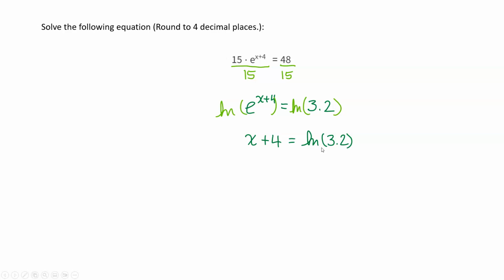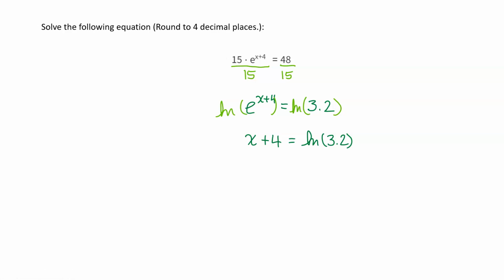Again, notice that I'm not turning this into a decimal yet, because I want to keep this as exact as possible, and I only want to round in the final answer. This, however, is just a number. It's an irrational number, but it's still just going to be a number.